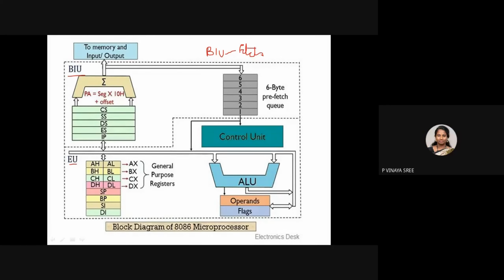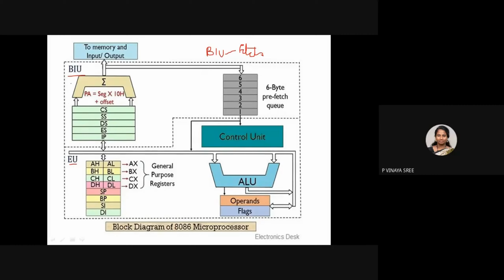Okay, and in the BIU we studied what is this 6-byte prefetch queue, ma'am? What will be stored inside this? Six instructions will be fetched, pre-fetched instructions. Yes. So as I just said, BIU is for fetching and EU is for execution.